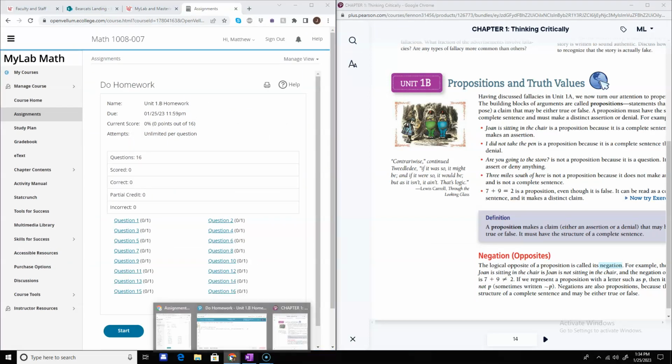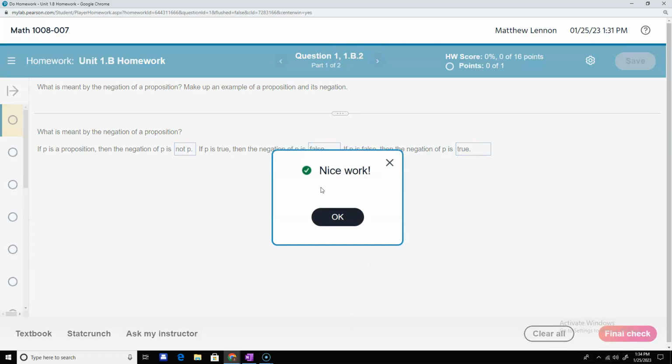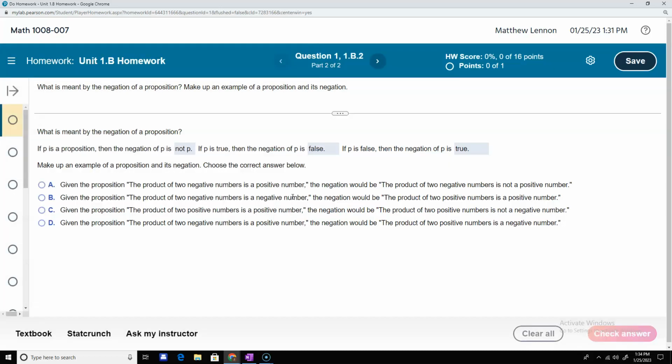I'm sorry, I got the wrong one. So we have the homework here. If P is a proposition, the negation of P is not P, the logical opposite. If P is true, the negation of P is false. And if P is false, the negation of P is true. And we have that one. So give an example of a proposition and its negation.